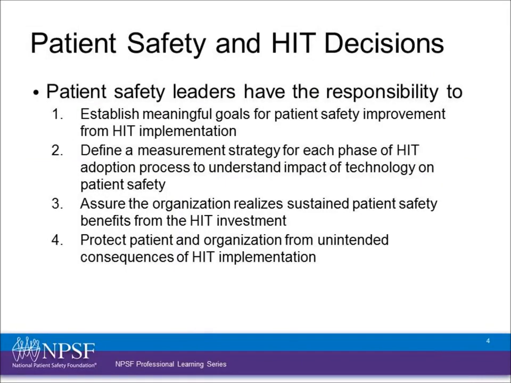So moving on to slide 4, the health information technology decisions usually have a patient safety component to them. And as patient safety leaders, it is our responsibility to do 4 things. To establish meaningful goals for patient safety improvement within the HIT implementation project. To define a measurement strategy for each phase of HIT adoption process and understand the impact that technology will have on patient safety. To assure that the organization realizes sustained patient safety benefits from the HIT investment, and to protect the patient and the organization from unintended consequences of HIT implementation.